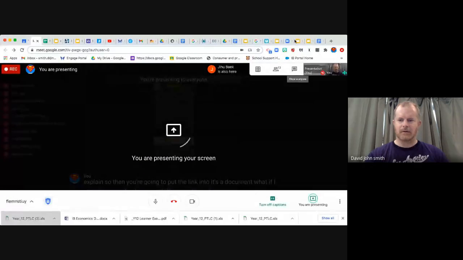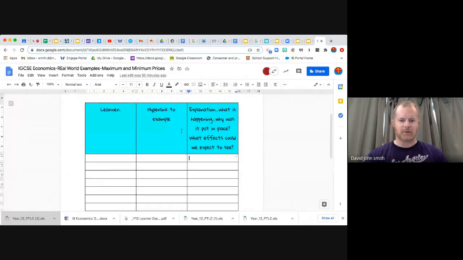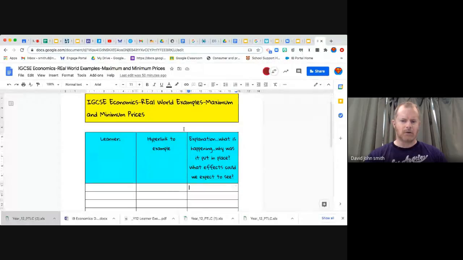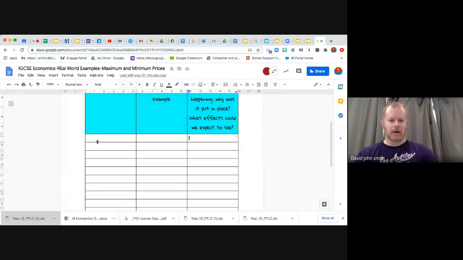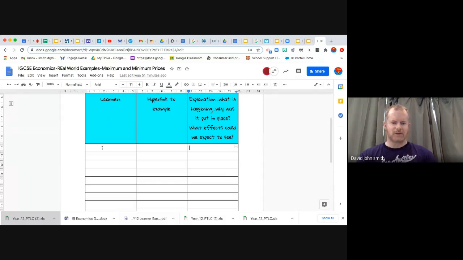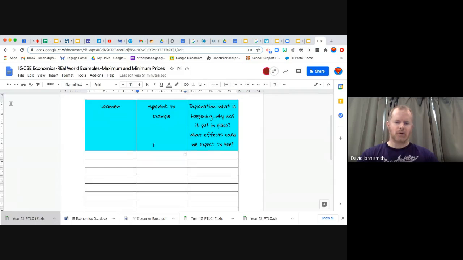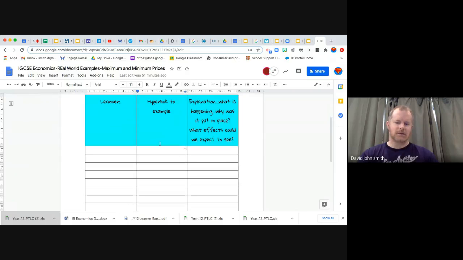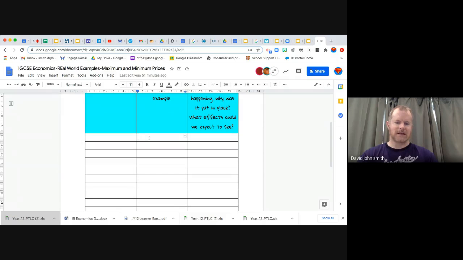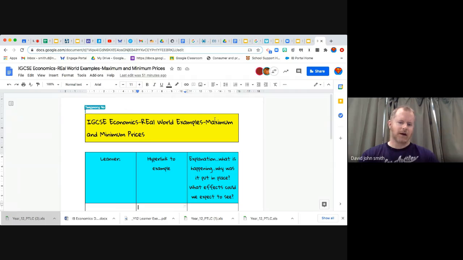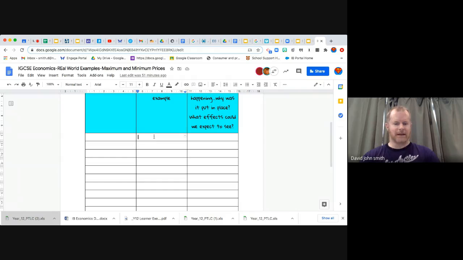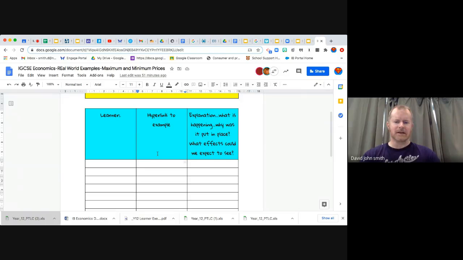All right, so here it is. This is what you're going to do. You're all going to have the same document. You're going to write under the column that says learner, that's where you write your name. Then in here, that's where you put the hyperlink to the research, to the example you have found of either a maximum price or a minimum price. So you're going to find a real life example of a maximum price or a minimum price, and you're going to put the hyperlink in there. Try not to have everybody doing exactly the same one. That's the idea behind this.